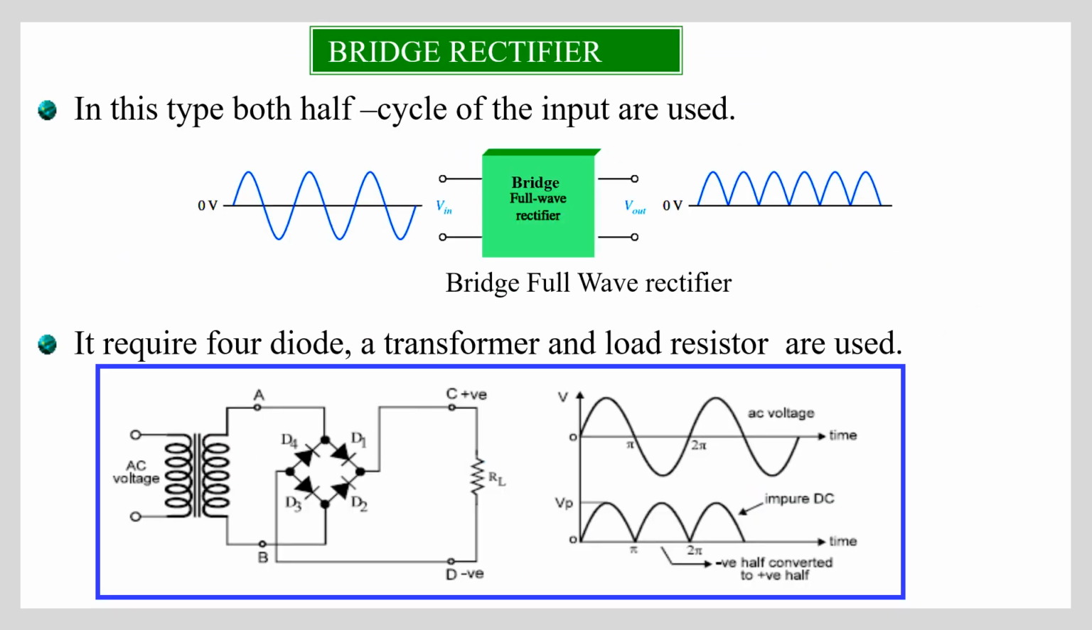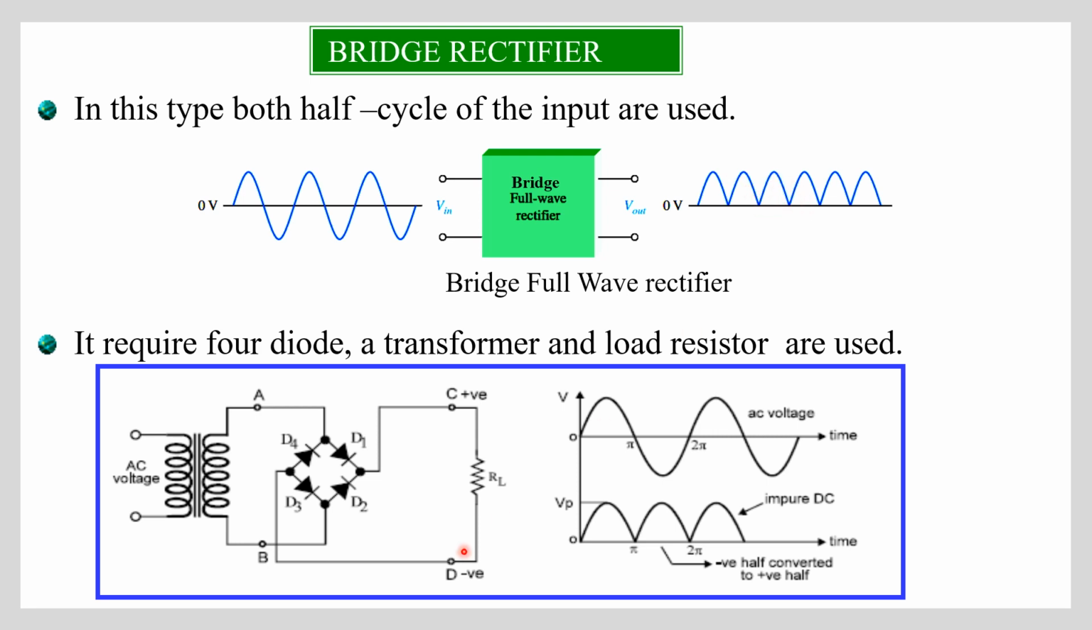Full wave rectifiers are of two types: center tap full wave rectifier and bridge full wave rectifier. So we have seen a center tap full wave rectifier. Let us see the bridge rectifier. In this type, both half cycles of the input are used and we get the output unidirectional for both. So here we have a bridge full wave rectifier circuit. Here we are passing the AC, and here we are getting a unidirectional pulsating DC output voltage.